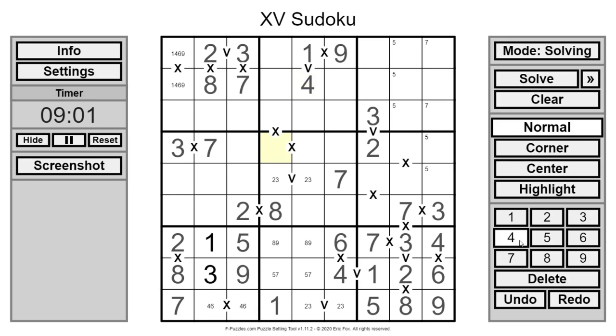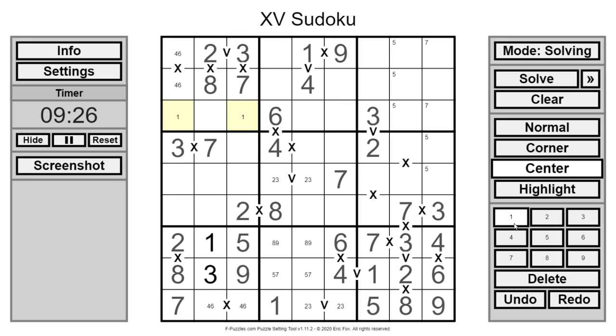Now 4 in this box must go here, so that's a 6. Now 6 must go in here, so this must be a 6, 4 pair. No longer is 9 or 1 possible. So we've got 1 left in here.